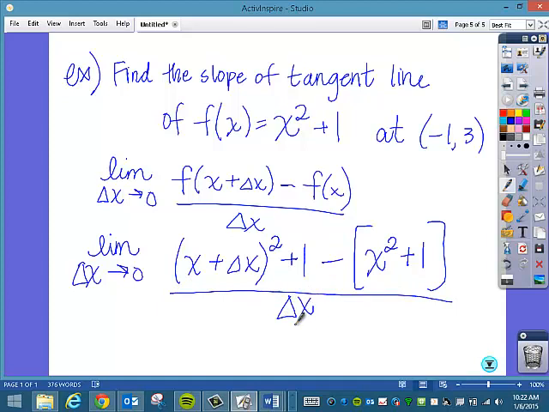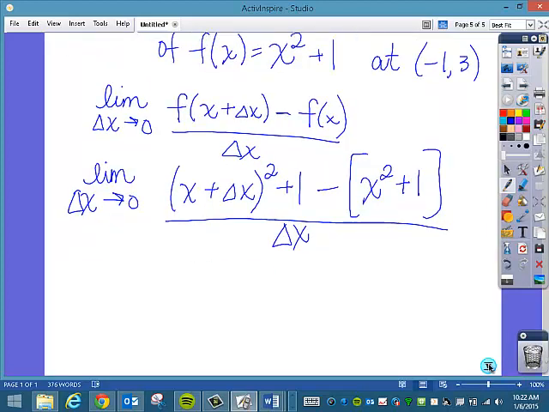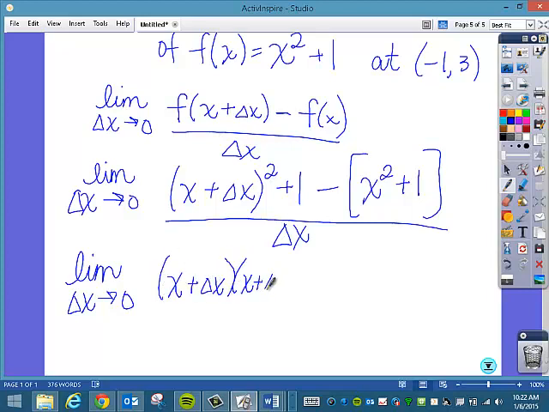So remember, what I did was first to find f of x plus delta x, I took x plus delta x and plugged it into my function for x. And then I subtracted the original function. So what I'm going to have to do now is FOIL x plus delta x. This is the same thing as x plus delta x times x plus delta x. So I'm squaring it, and plus 1. And then I'm going to distribute the negative to both of the terms inside the parentheses.